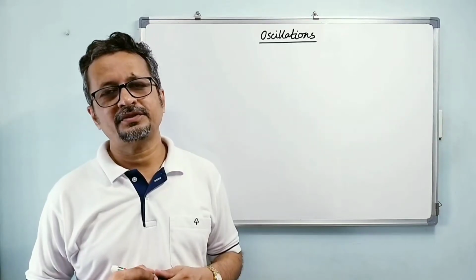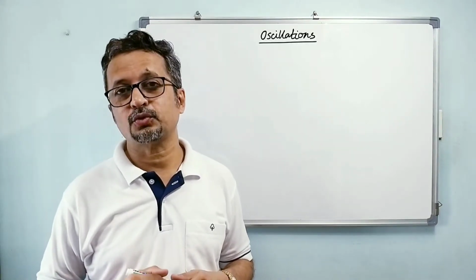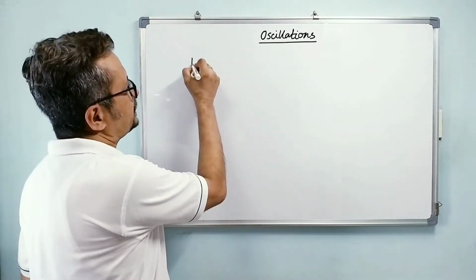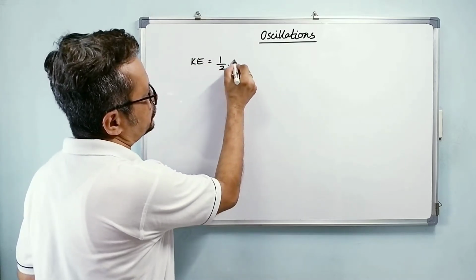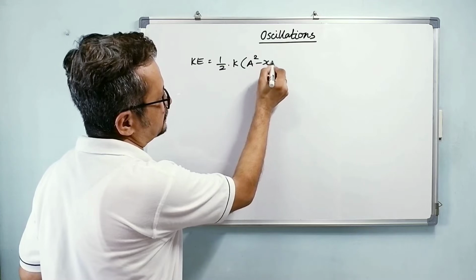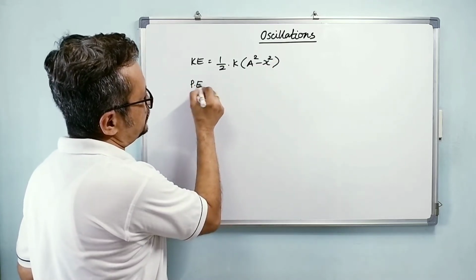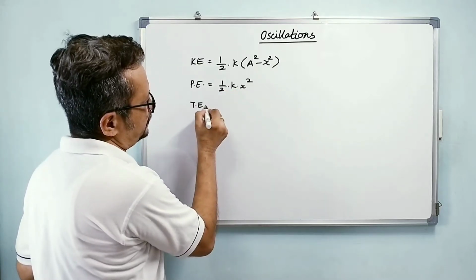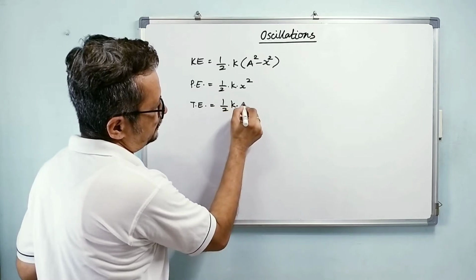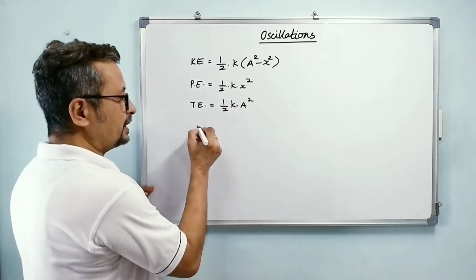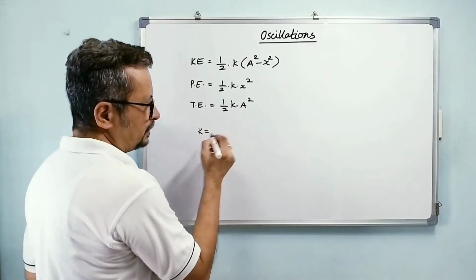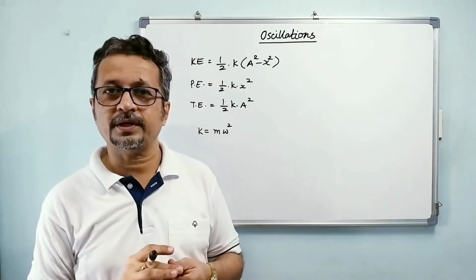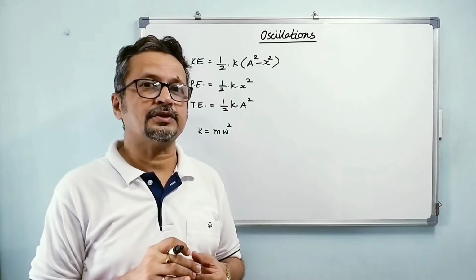Hello guys, we have seen the expressions for kinetic energy, potential energy and total energy of the particle performing oscillatory motion. What are these expressions? My kinetic energy is equal to half k (a square minus x square). Then potential energy is half k x square and total energy is half k a square, where k is equal to m omega square. This omega is the angular frequency of oscillation.